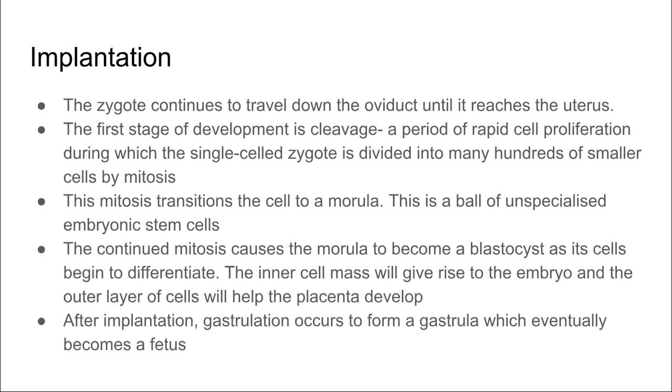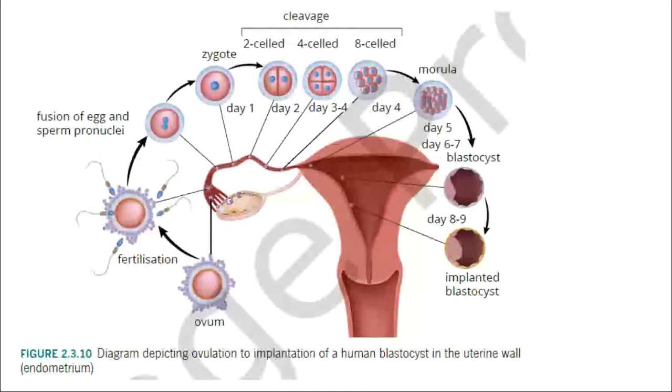This mitosis transitions the cell to a morula, which is a ball of unspecialized embryonic stem cells. Continuing the mitosis, this morula becomes a blastocyst as its cells begin to differentiate, and the inner cell mass will give rise to the embryo, and the outer layer of the cells will develop the placenta. Then after this implants into the uterus, gastrulation occurs to form a gastrula, which eventually becomes a fetus. We have this in a diagram here as we move through.